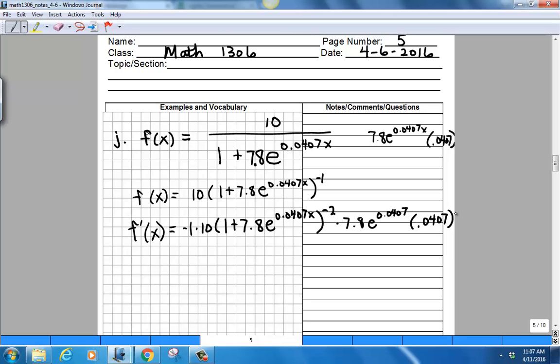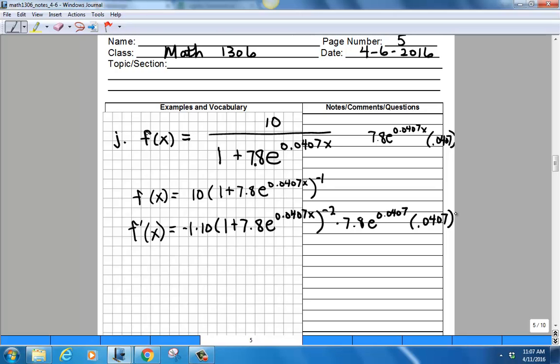Whew, that looks awful. So you have this big long product here. But that's it. There's the rate of change of the function f. Again, I just brought the minus 1 down, subtracted 1 from the minus 1, and then I had to multiply in the rate of change of what was inside the parentheses. But I already knew what that was, fortunately, because I had figured that out in a prior example.